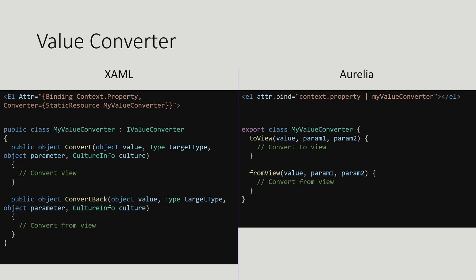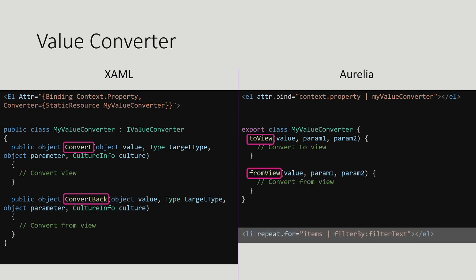And you can also pass parameters to your value converters. But what's different? You see the XAML style has convert and convert back. If you don't know what those mean, you might not know the direction, compared to Aurelia's to view and from view. It's quite explicit which is the direction of that binding. Also, Aurelia value converter parameters can be data bound, so you can get your parameter value from somewhere else.